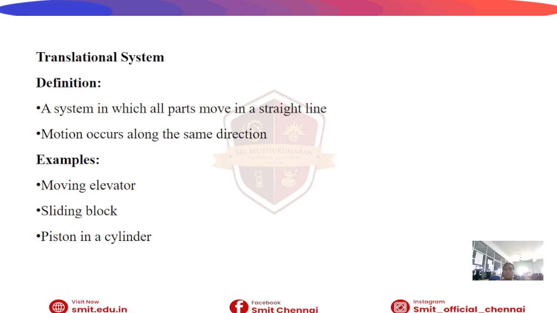Translational system. A translational system is a system in which all parts move in a straight line. So the motion occurs in the same direction for all components. Examples: a moving elevator, a sliding block, a piston in a cylinder. These systems are very common in mechanical and control applications.